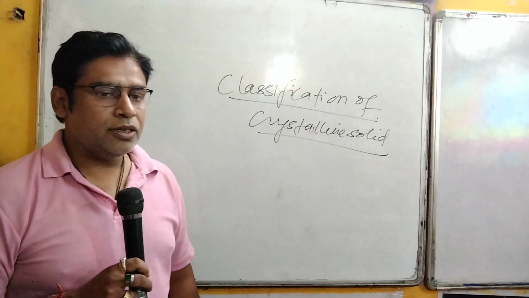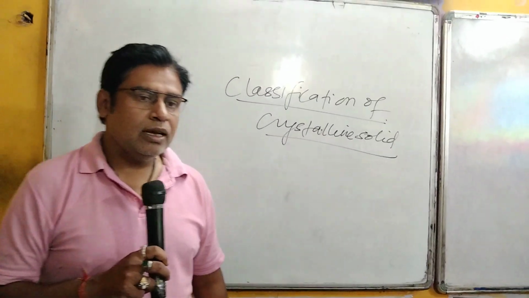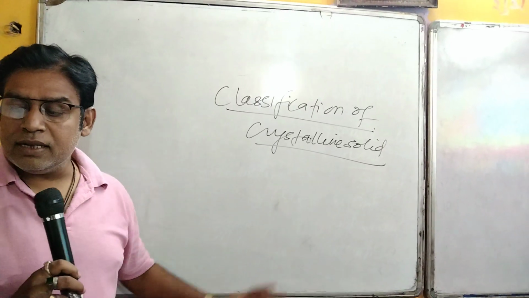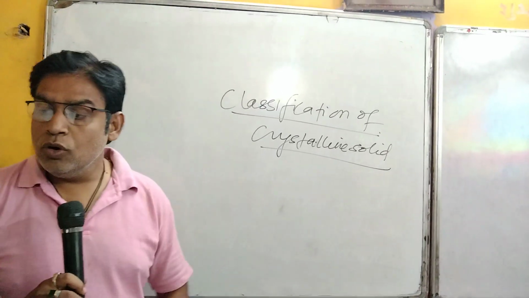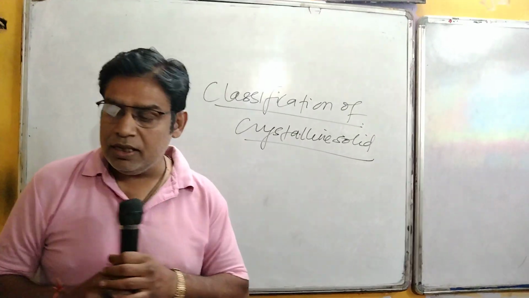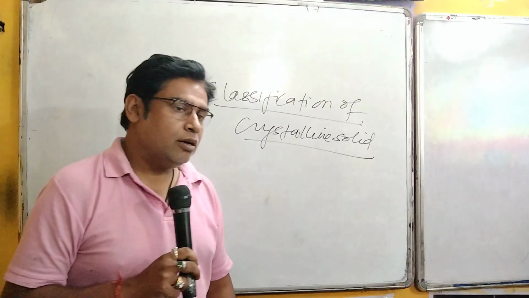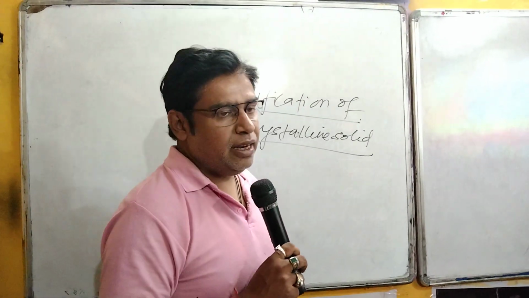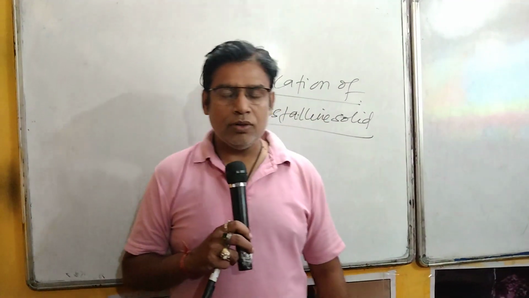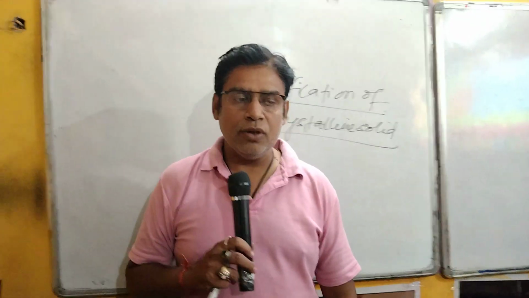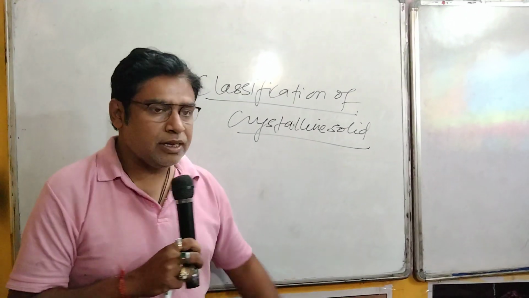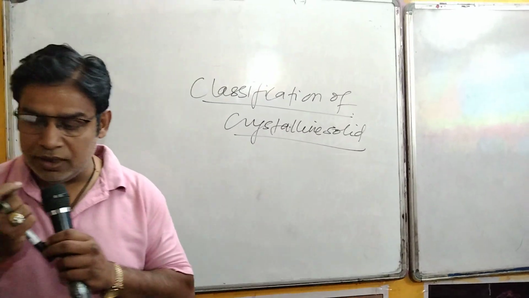So based on the nature of the binding force and the constituent particles, you will find crystalline solids are divided into 4 categories. What are these 4 categories? Ionic, molecular, covalent and metallic. We have ionic solids, molecular solids, covalent solids and metallic solids. First, we will be studying about the ionic solids.